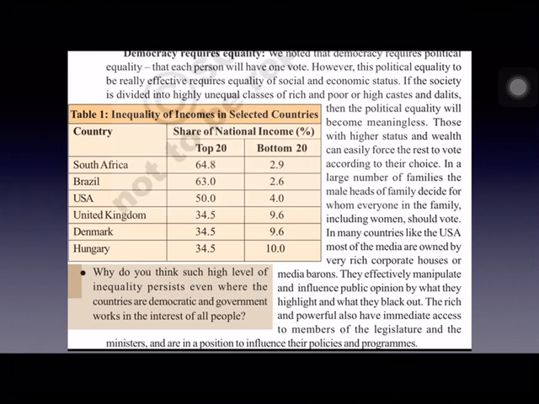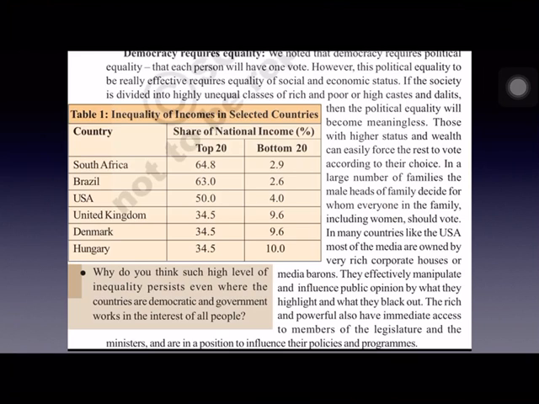And in many countries like the USA, most of the media are owned by the rich people. Whatever the rich people say, the media will publish that news. Thus most of the rich people have easy access to the legislatures and members of the legislature and also parliament. So they can influence those people. They can influence their policies and programs also.